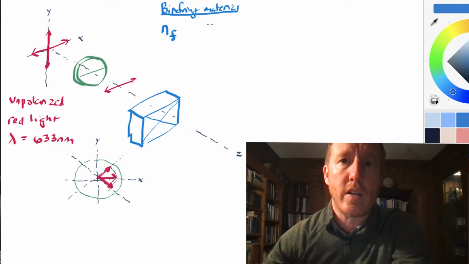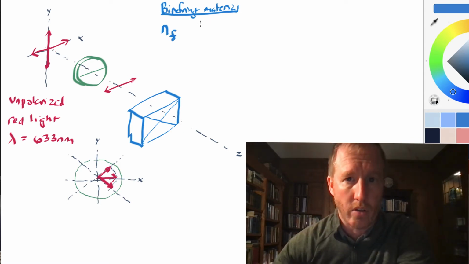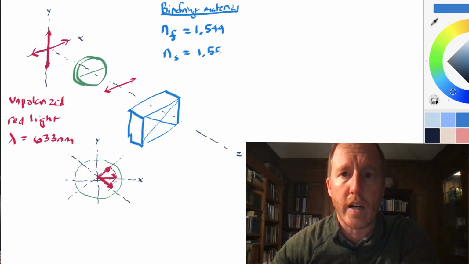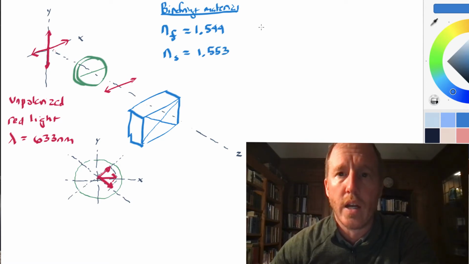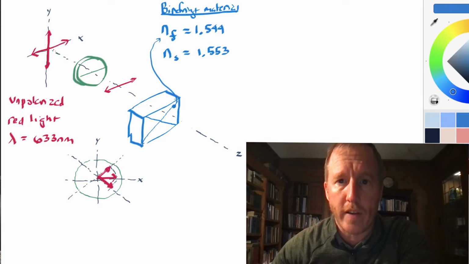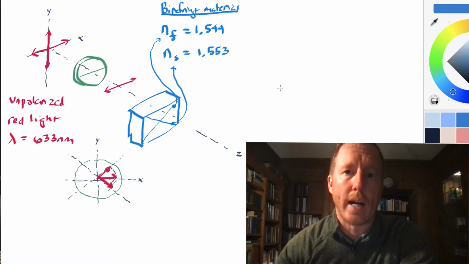So the refractive index along the fast axis, and I'll explain what I mean by that in a moment, is, let's suppose, 1.544. And let's suppose the refractive index for light polarized along the slow axis is 1.553. Okay, now why are these called the fast and slow axes? So let's suppose if the light is polarized along this axis right here, that would be the fast axis. And if it's polarized along this axis, let's suppose that's the slow axis.